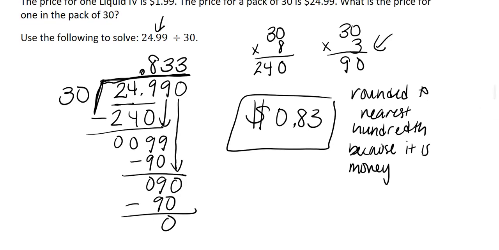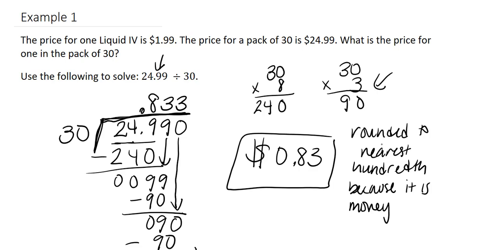So we can see it is much cheaper to get in a pack of 30, as it's only 83 cents rather than $1.99. So let's do another example.